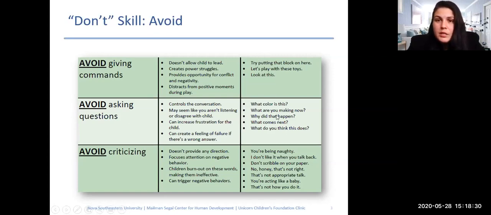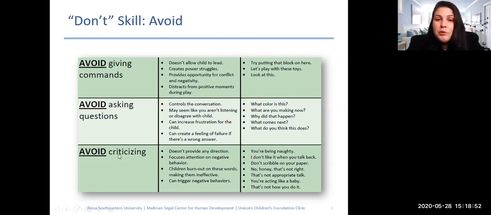So here are some examples. What color is this? What are you making now? Why did that happen? And so on and so forth. We also want to avoid criticizing. And I think this, again, is another one that's very hard to role play. It's very hard to discuss with parents from certain cultures. This, again, might be something that's hard for us not to do, right?